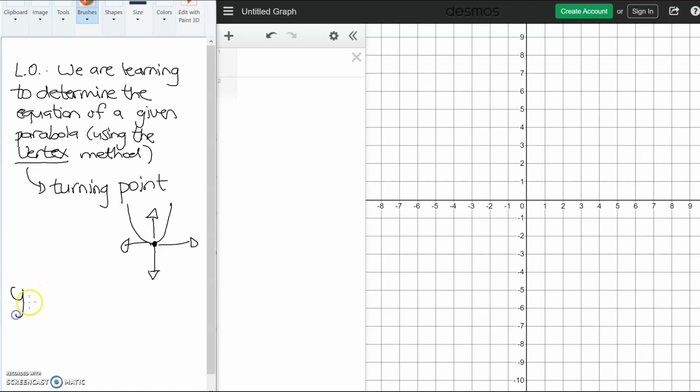And the equation that I want us to follow is y is equal to a(x + b)² + c. And then I'll show us what all of those do as well.